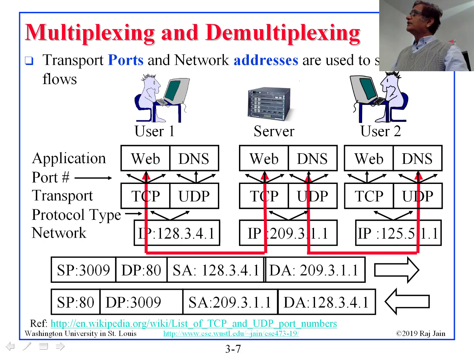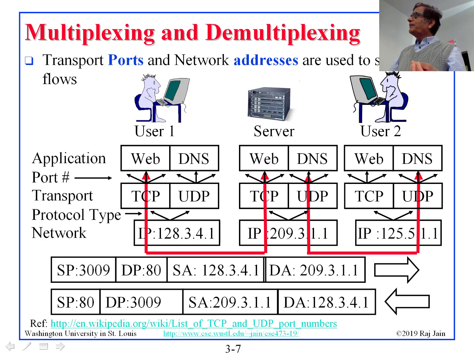But anyway, so the destination port here would be what? With UDP, we'll put the destination port as 101 because it is going to DNS. And the source port could be any number. It could be even 3009. Okay. And the source address would be this address. And the destination address would be that.